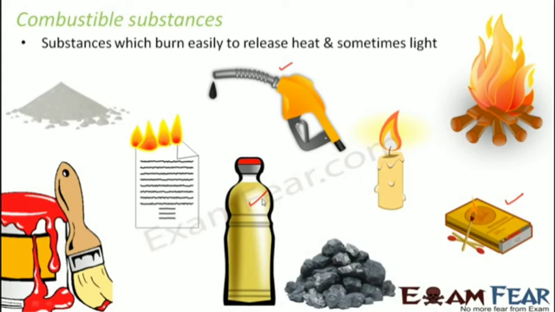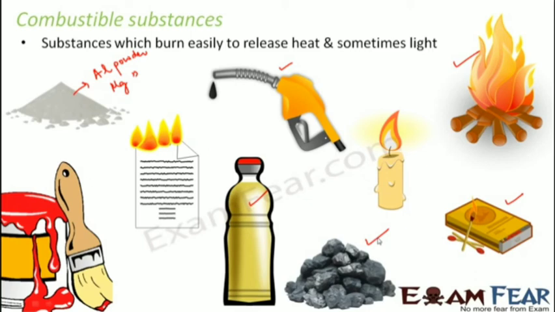Take examples. Most of the metals, such as iron, are non-combustible. They do not burn to release heat. But some metals in their powdered form, for example aluminum powder or magnesium powder, are combustible. That is, they get burned to release heat. So these are all examples of combustible substances. Of course, wood and coal are also combustible substances.